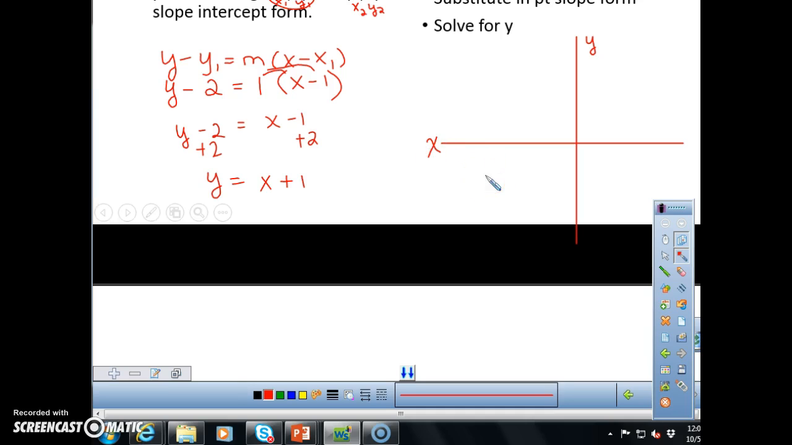Up and over 1, yes. Up 1, right 1. Where do you start on the graph? At y. That y point. Okay. And then you already said up 1, right 1. So this equation is describing this line here.